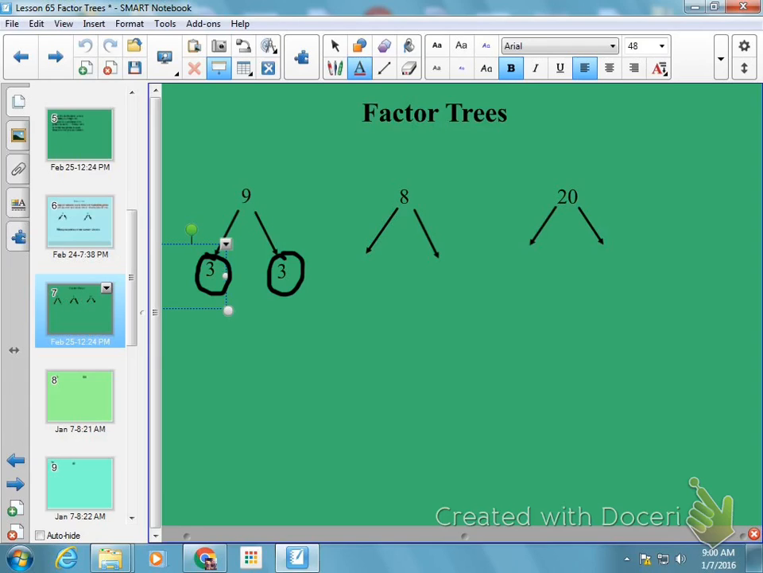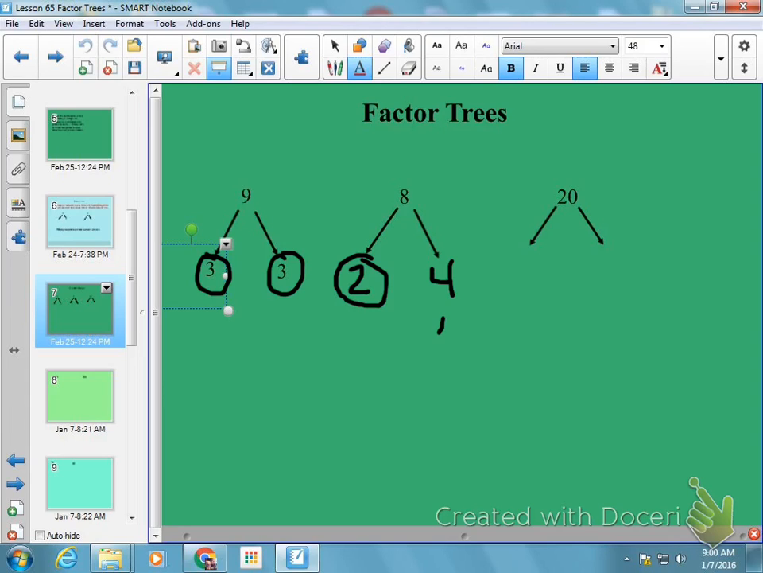Okay, so let's make a factor tree for 8. So I'm going to ask, what two numbers can multiply together to get 8? It could be any numbers you want. I'm going to say 2 and 4. Now notice 2 is a prime number, so when I get to a prime number, that's the end of my tree, so I stop. But 4 is not prime.